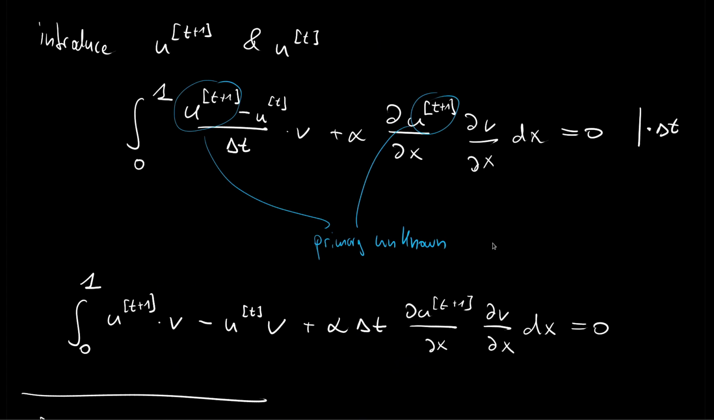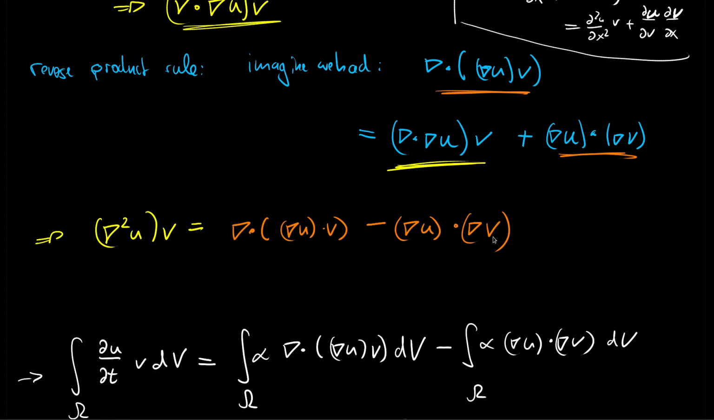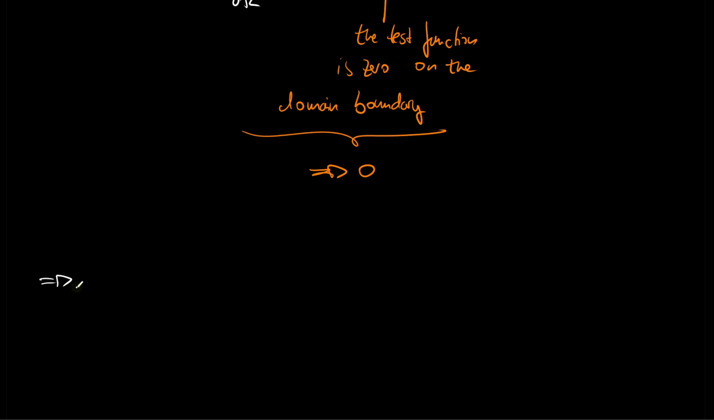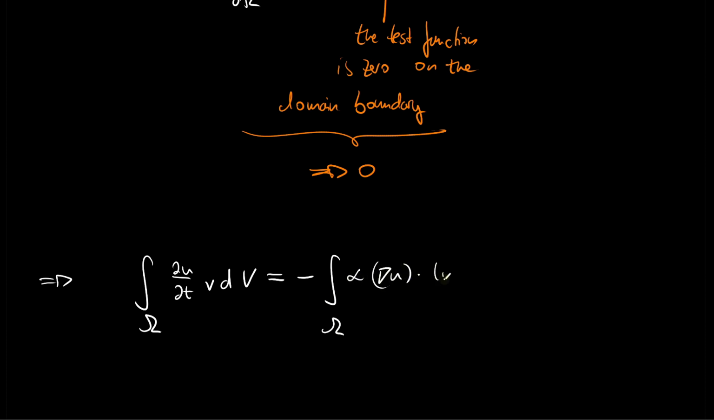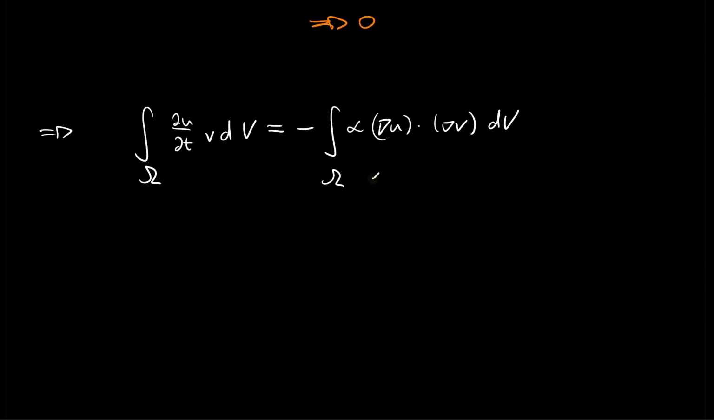Okay, long story short, now we have the weak form in the multidimensional case. So finally we have the integral over omega of du by dt times v, integrated over the volume, equal to the negative integral over omega of alpha times the gradient of u dotted with the gradient of v d volume. Okay, next step, let's move it again into the residuum form.